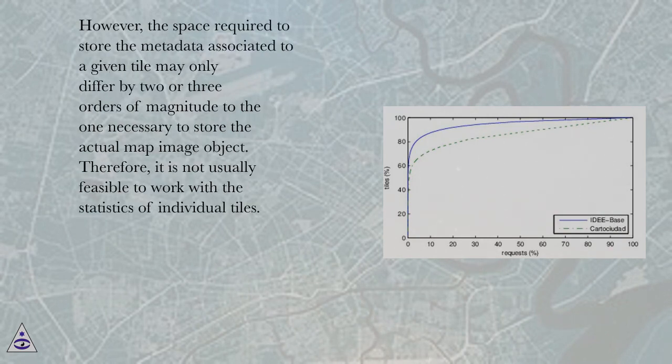However, the space required to store the metadata associated to a given tile may only differ by 2 or 3 orders of magnitude to the one necessary to store the actual map image object. Therefore, it is not usually feasible to work with the statistics of individual tiles.